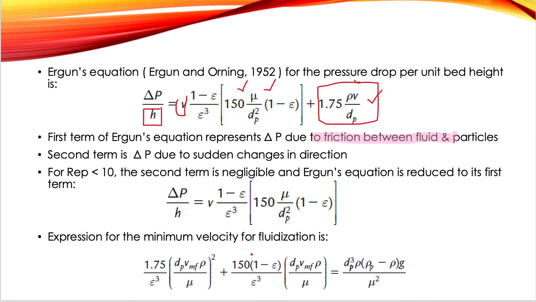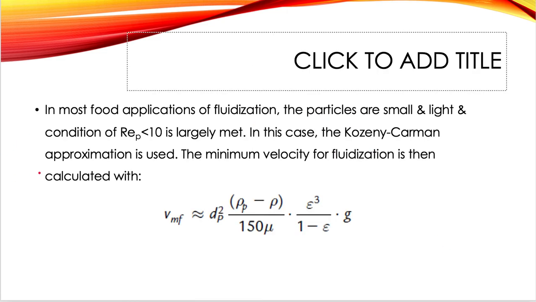The expression for the minimum velocity for fluidization is derived as shown here. In most food applications of fluidization, the particles are small and light, and this makes the Reynolds number less than 10. In this case, the Kozeny-Kármán approximation is used. The minimum velocity for fluidization is then calculated through this equation.